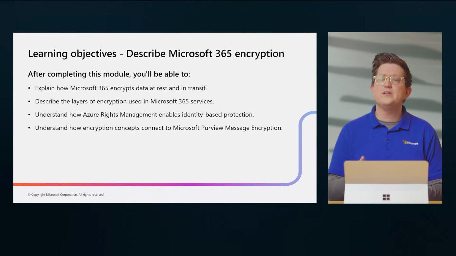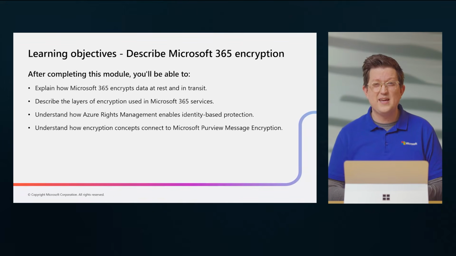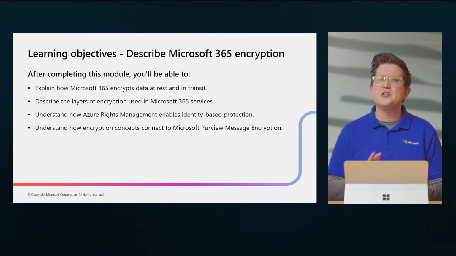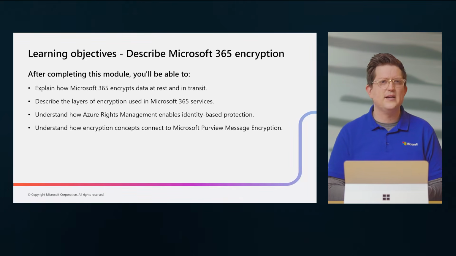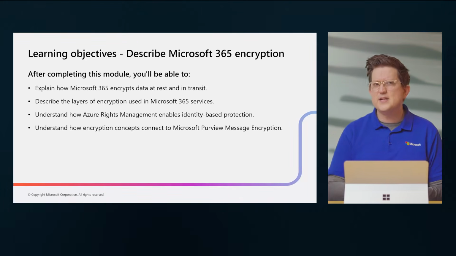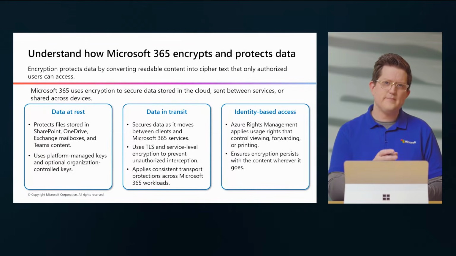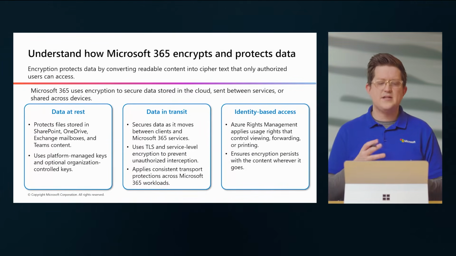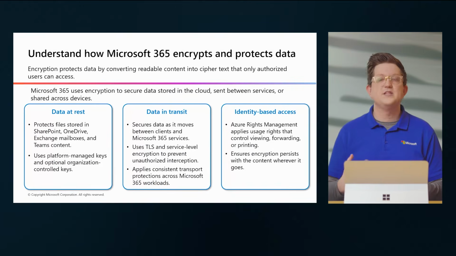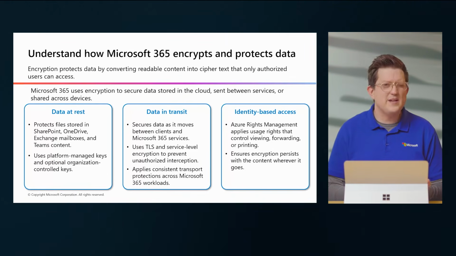So we'll talk about what it does, the different layers of encryption that are there, and I'll talk a little bit more about Azure Rights Management. I've touched on it a little bit, but there's more to it than just getting yourself up and running. Let's get ourselves started. Now, Microsoft 365 has three primary mechanisms to apply encryption, and most of these are done by default.